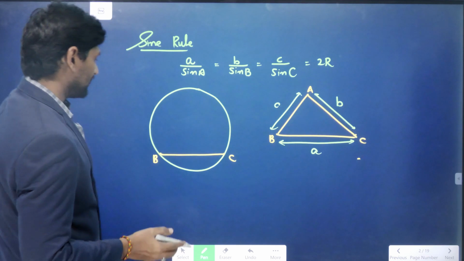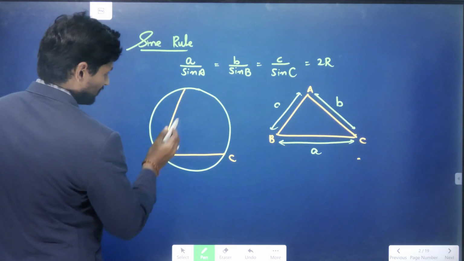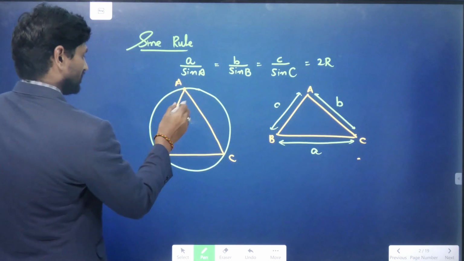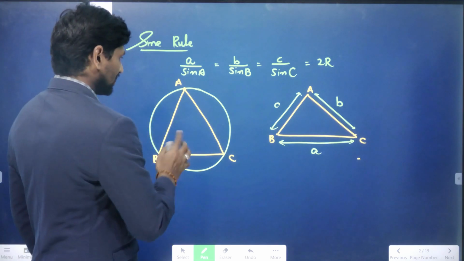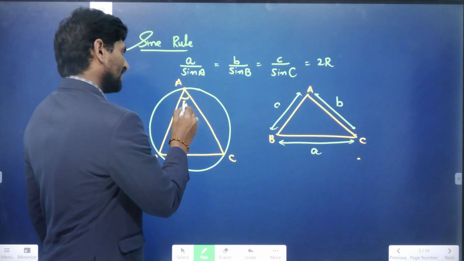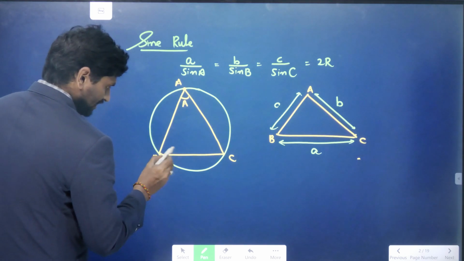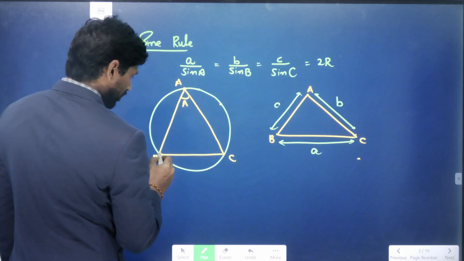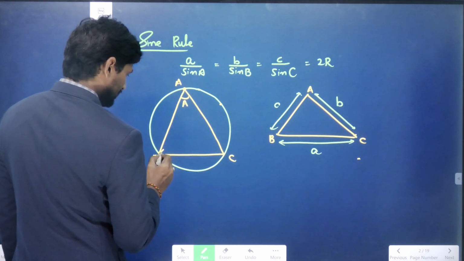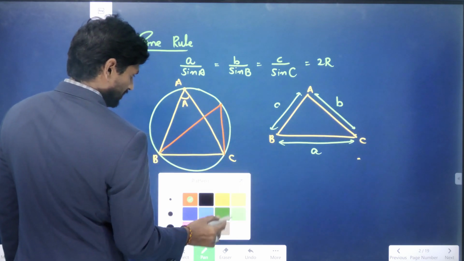Am I right? Yes, it is a chord, and it is making an angle on the remaining arc. Let us consider it as A. So this is triangle ABC, with its circumcircle, and that angle A is an acute angle. Now I am constructing one more angle, BDC.